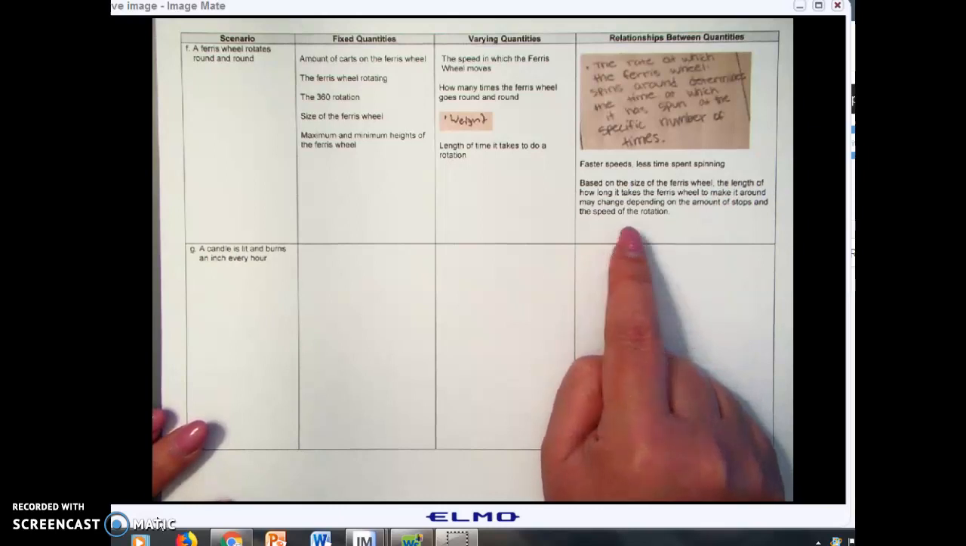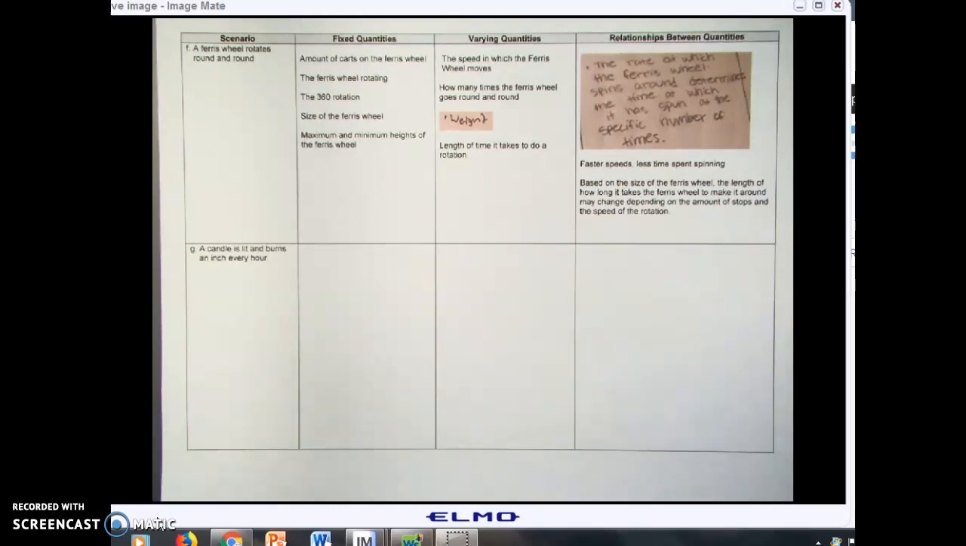So again, these are the two questions that I just wanted to give you an idea about fixed versus varying and how they relate to each other. So I would like you to take a look at your paper, review the two questions I gave you sample answers on, and then review the two questions that I didn't and decide, do you really have fixed quantities in the right column and the varying quantities in the correct column, and did you relate them to each other in that third column?